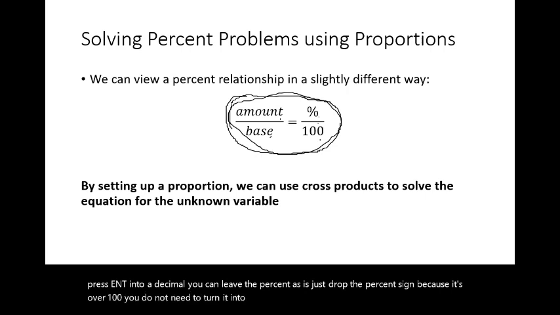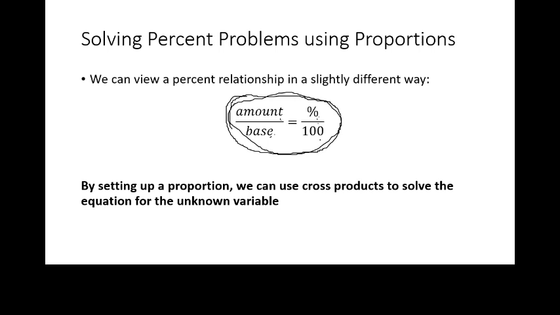Now, if you set up this proportion, you can use cross products to solve the equation for the unknown variable, because one of these parts is going to be unknown. Either the amount, the base, or the percent is going to be unknown in any of these percent problems.